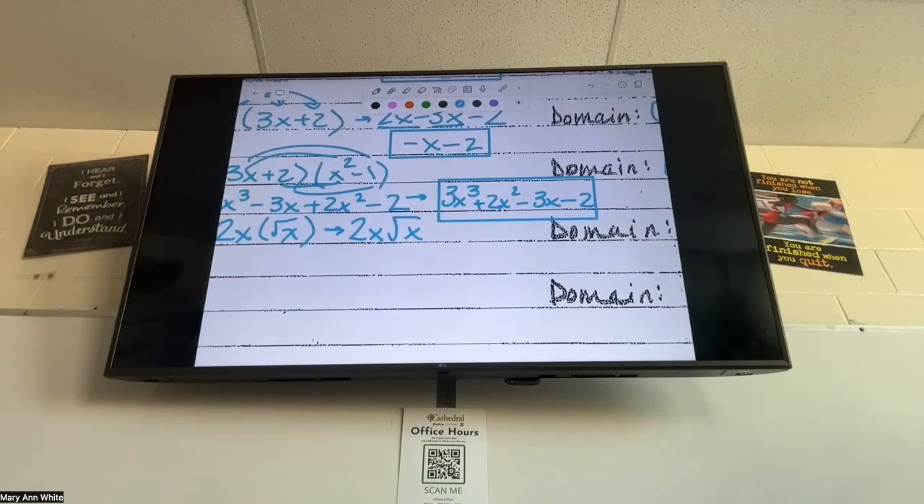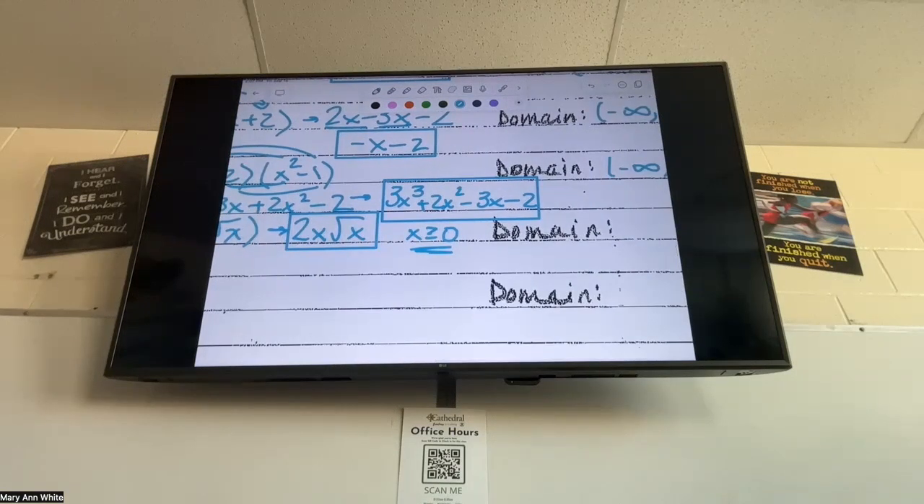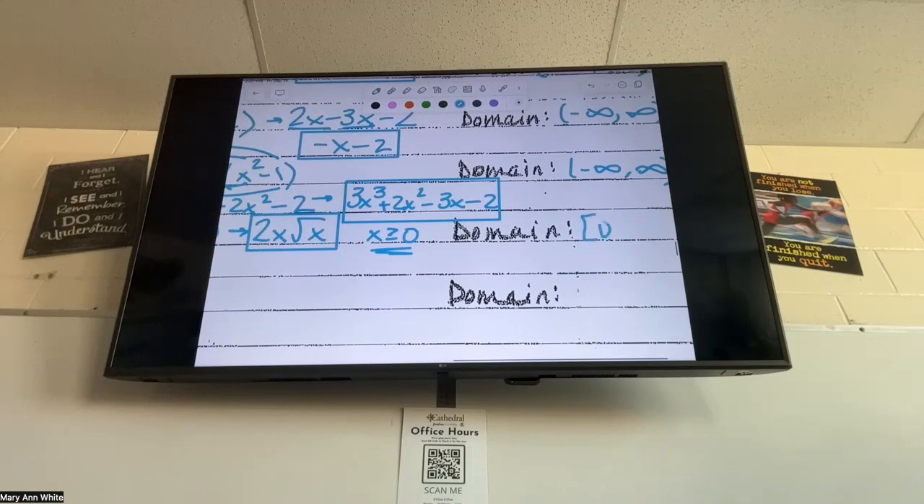Now my domain here, I have this radical. What did we say was the issue with the radical? What can we only plug into radicals? Positive numbers, so greater than or equal to 0. So x has to be greater than or equal to 0. That's the only constraint I have on my domain. So my domain here is going to be 0 to positive infinity. This time I can't put in negative numbers because I can't do the square root of a negative number. That would give me an imaginary number, not a real number. So we can't have that.